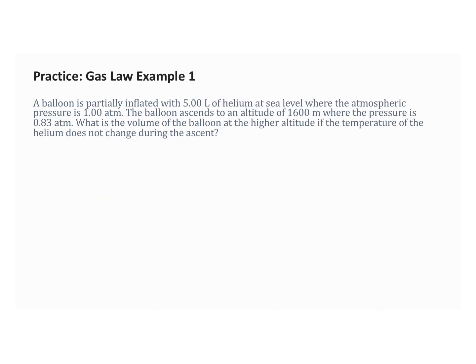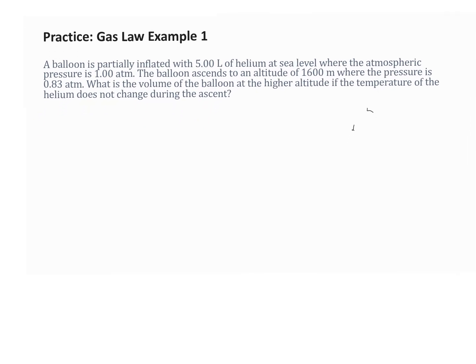A balloon is partially inflated with 5 liters of helium at sea level where the atmospheric pressure is 1 atm. The balloon ascends to an altitude of 1,600 meters where the pressure is 0.83 atm. What is the volume of the balloon at a higher altitude if the temperature of the helium does not change during the ascent? There's a lot of words here.